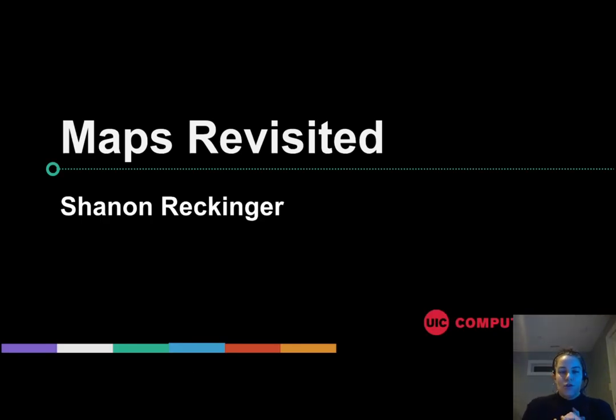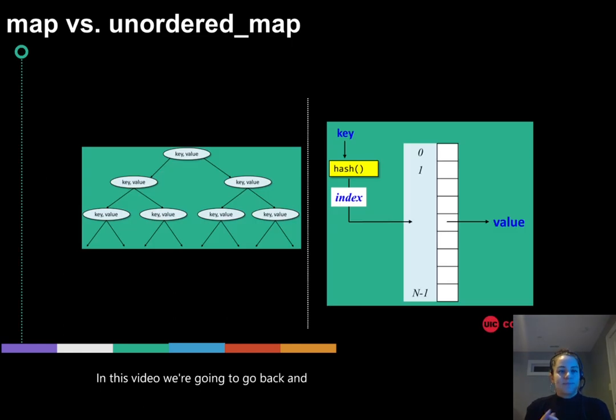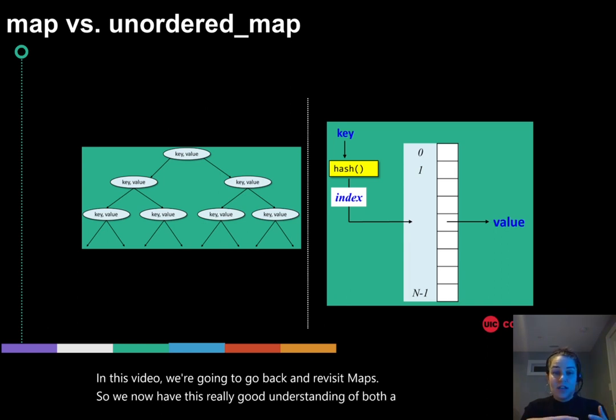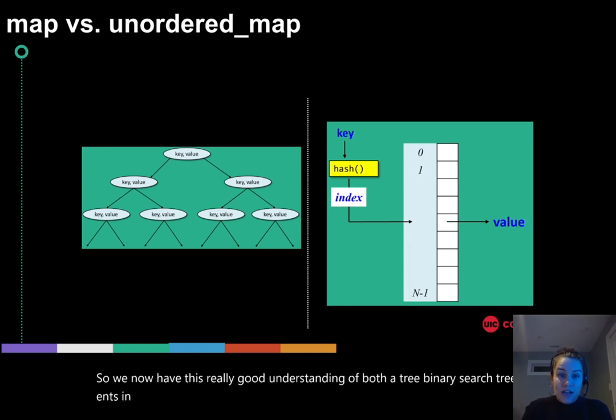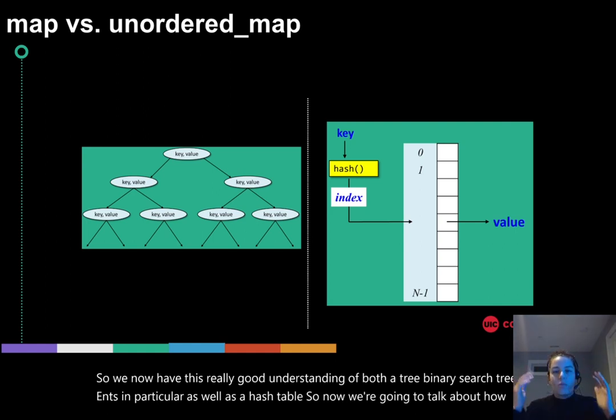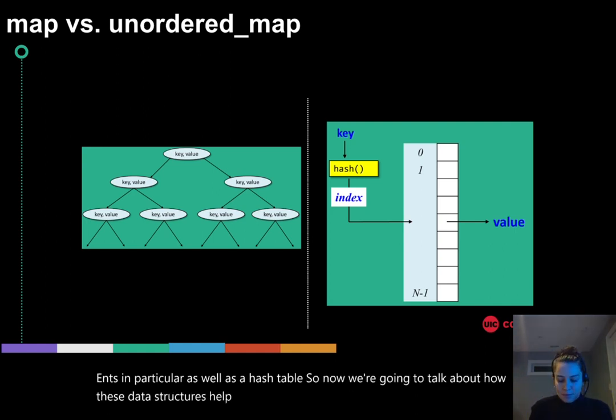In this video we're going to go back and revisit maps. We now have a really good understanding of both a tree, binary search tree in particular, as well as a hash table. So now we're going to talk about how these data structures help implement our map.